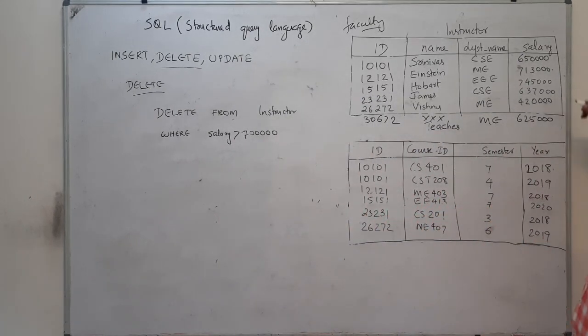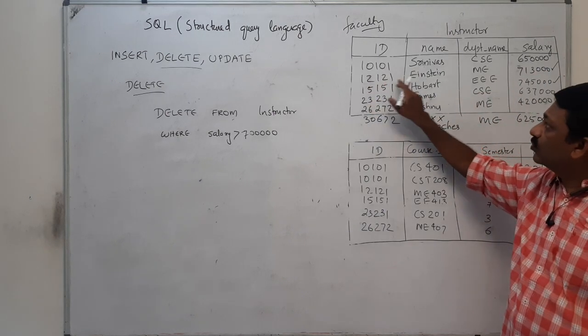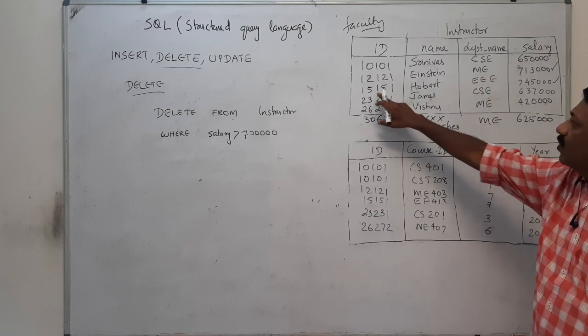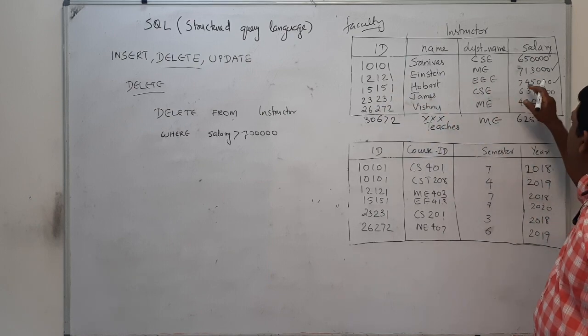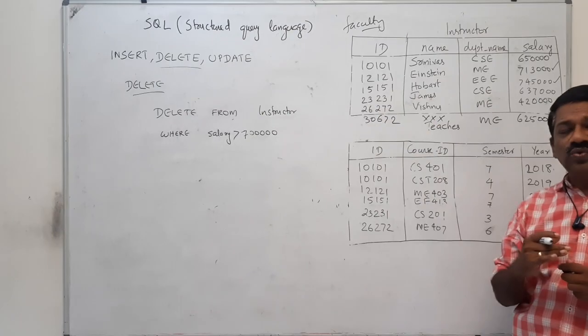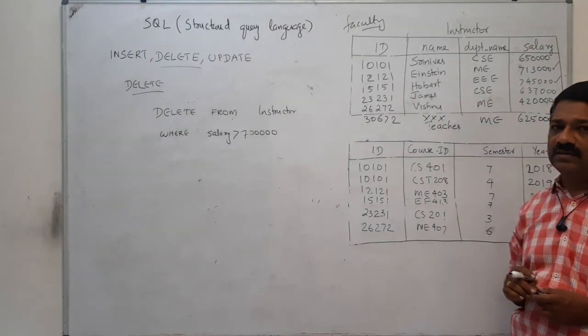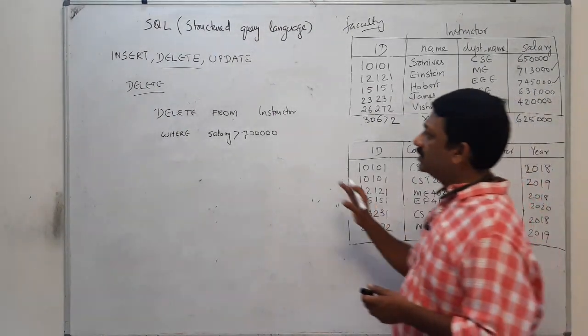7 lakh means this is a tuple which has salary. So only two tuples are there which have salary greater than 7 lakh. In that case, these two, that means 12121 Einstein and 15151 Hobart with 7 lakh 45, those two tuples will be deleted. Okay, that means this is the condition.